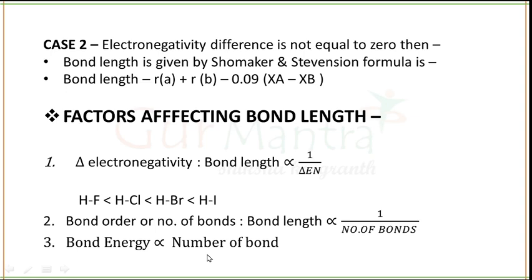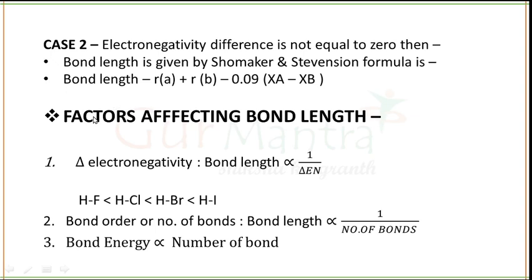Now, in that particular case, when the bond electronegativity difference is not equal to 0, to calculate the bond length you have the formula Ra plus Rb minus 0.09 times the difference of the electronegativity of the two atoms. Xa is the electronegativity of atom A and Xb is the electronegativity of atom B.